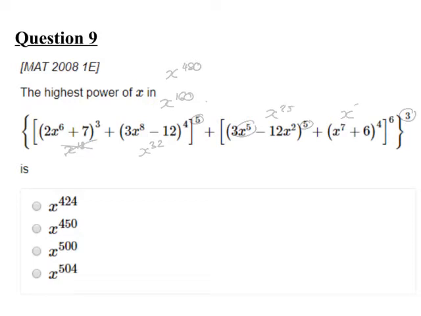Looking inside the other square brackets, we find x to the 25 and x to the 28. We're only interested in the highest power of x, so we're looking at x to the 28. We times that by 6. So when we expand our square brackets, we're going to get an x to the power 68. And now we're timesing that by 3 because the final bracket has an index of 3. And this is going to bring us to our final answer.